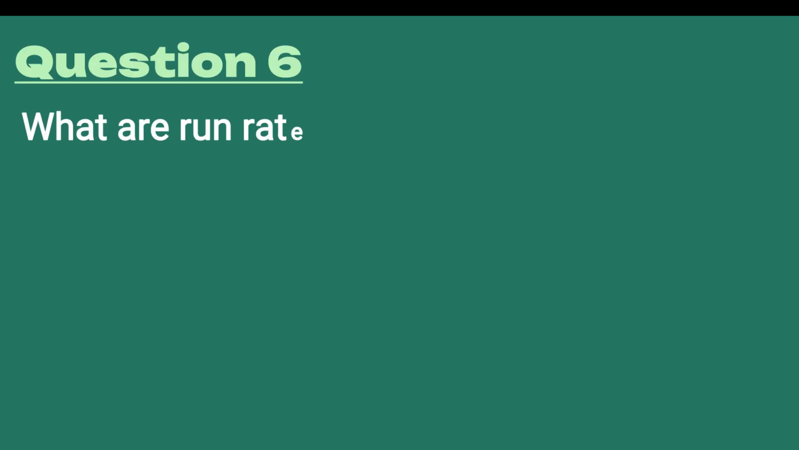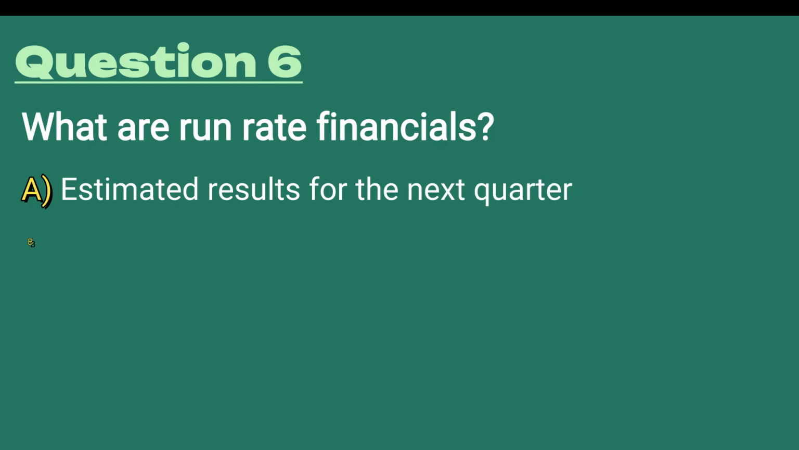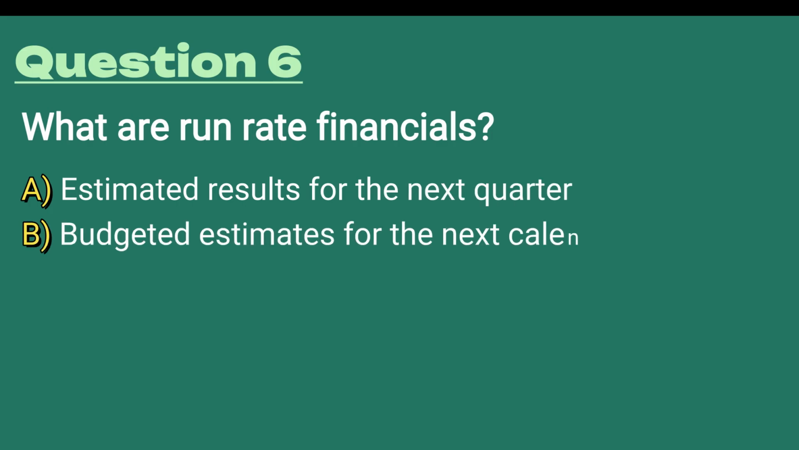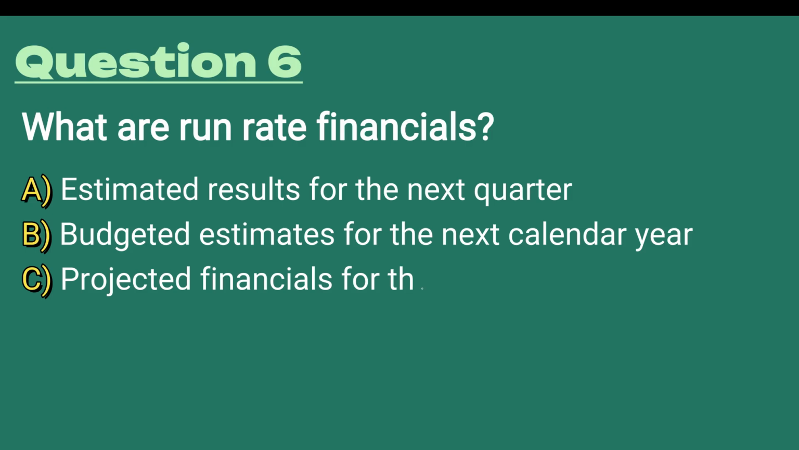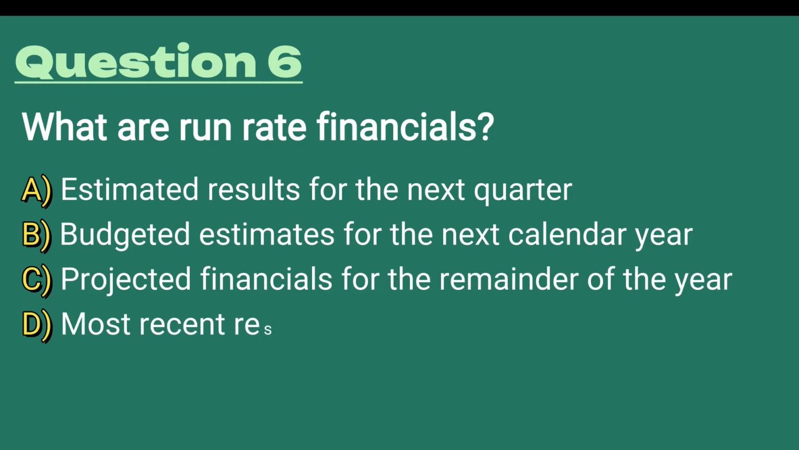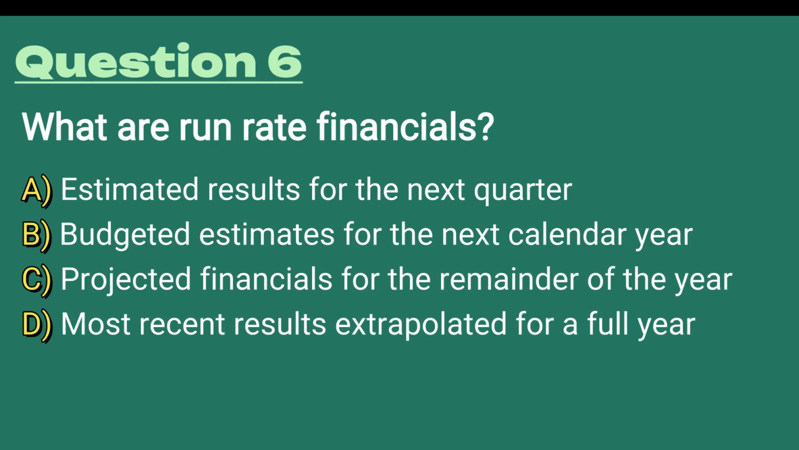All right, let's continue with question number 6. What are run rate financials? A, estimated results for the next quarter. B, budgeted estimates for the next calendar year. C, projected financials for the remainder of the year. Or D, the most recent results extrapolated for a full year.